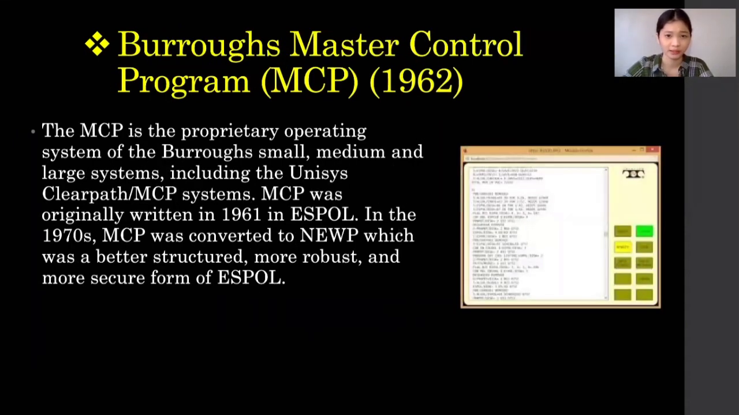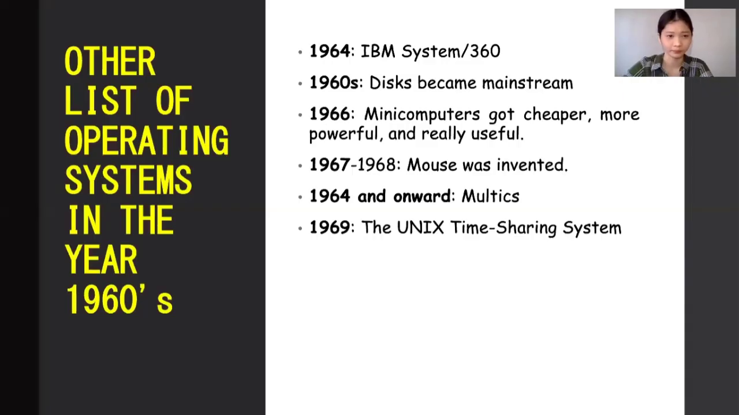So next, the Burroughs Master Control Program, or MCP, in the year 1962. MCP is the proprietary operating system of Burroughs' small, medium, and large systems, including the Unisys ClearPath MCP systems. MCP was originally written in 1961 in ESPOL. In the 1970s, MCP was converted to NEWP, which was a better structured, more robust, and more secure form of ESPOL.